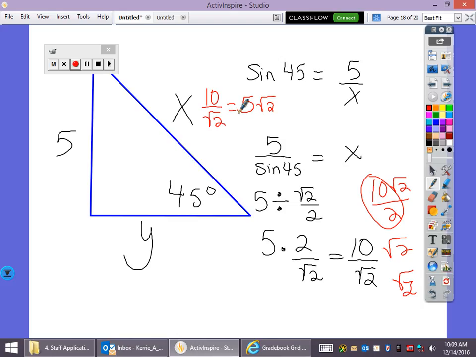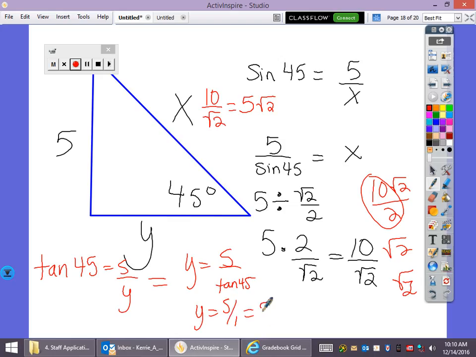Okay? All right, so this is adjacent and opposite. I have adjacent and opposite. By the way, okay, time out. Okay, so we're going to use tangent. So tangent of 45 equals 5 over y. So y equals 5 divided by the tangent of 45, which is simply 1. So y equals 5 divided by 1, which is 5.